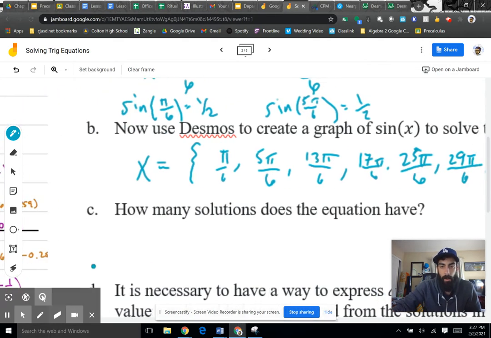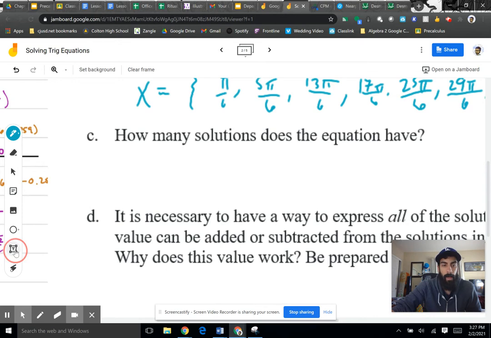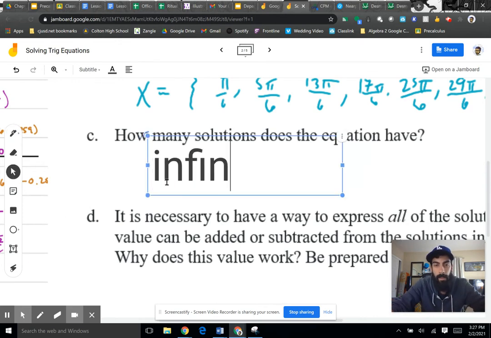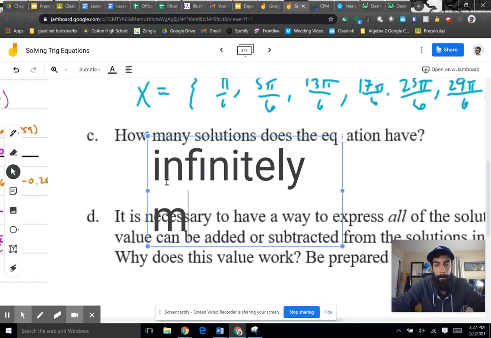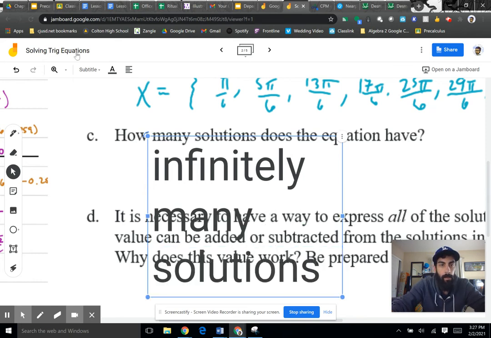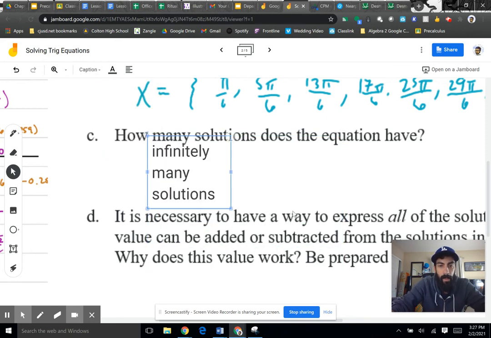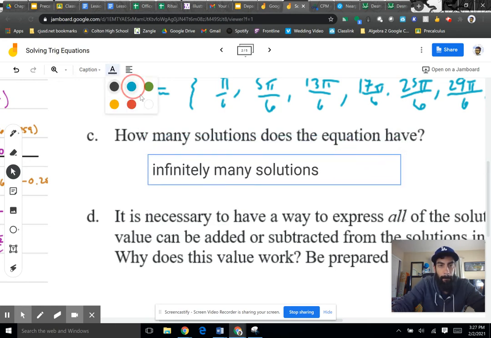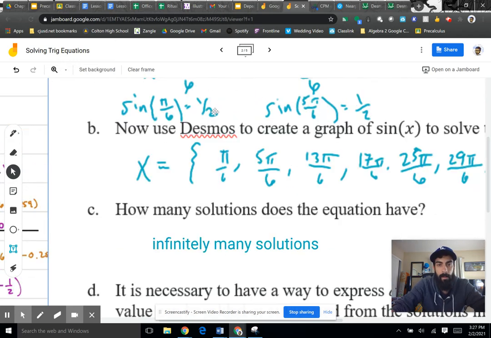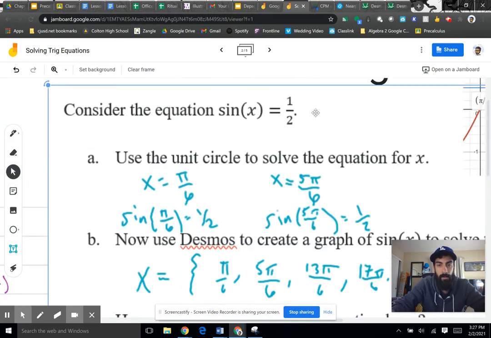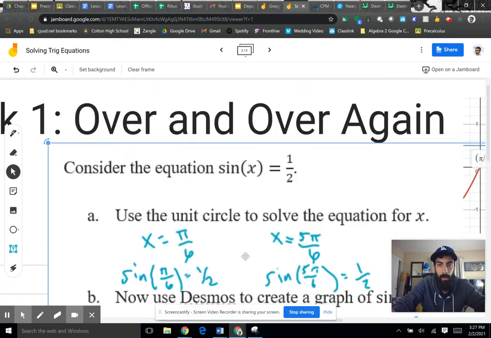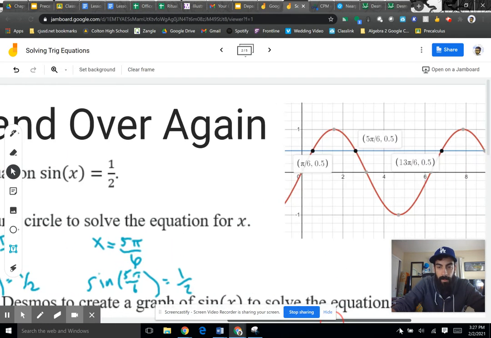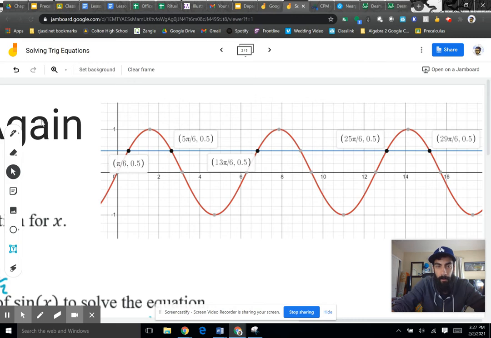Now C is asking us, how many solutions does the equation have? Well, there are infinitely many. We're never going to run out of solutions here. There will be an infinite number of solutions to this equation, sine of x equals 1/2. No matter what direction I go on the graph, we can see that there are an infinite number. If I kept going to the left, I'd have an infinite number of negative solutions too. This graph never ends.